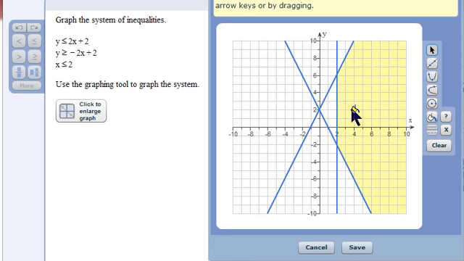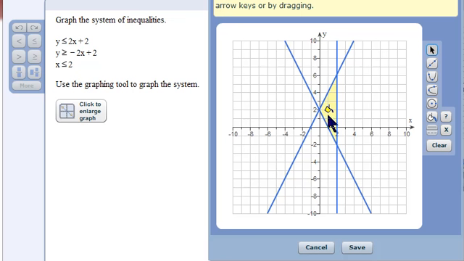So there's that line. And then we have to figure out which way to shade. Is it this part or is it this part, right? (0, 0) would make this true. So we're going to shade towards the point (0, 0) from this line. And we see that if we were shading just for this one inequality, we shade the entire half here. But since we're looking at overlap, we're just looking at this one little piece here.